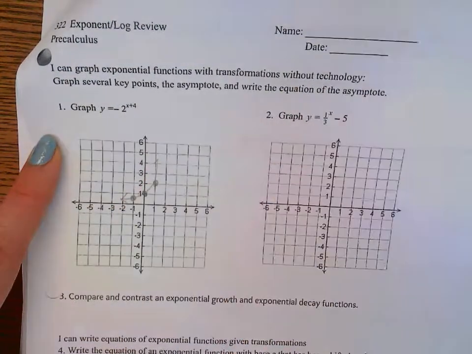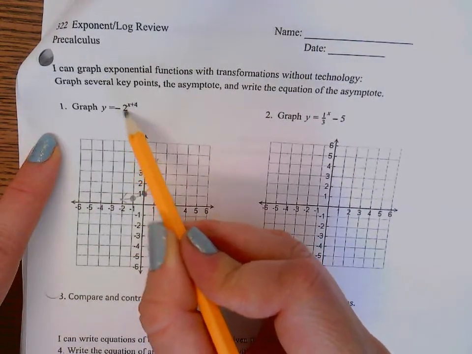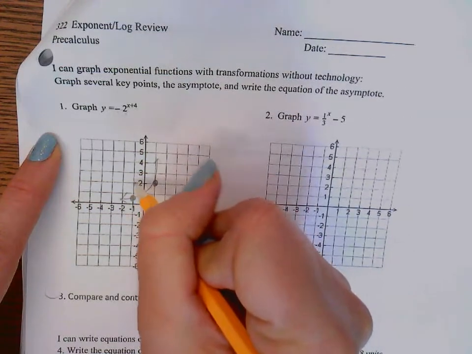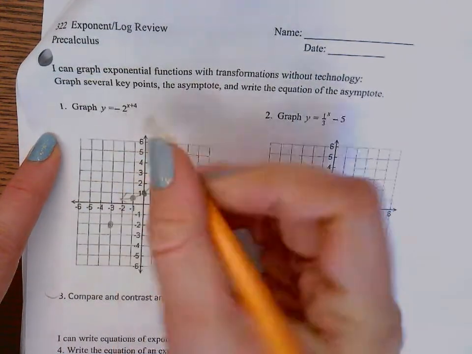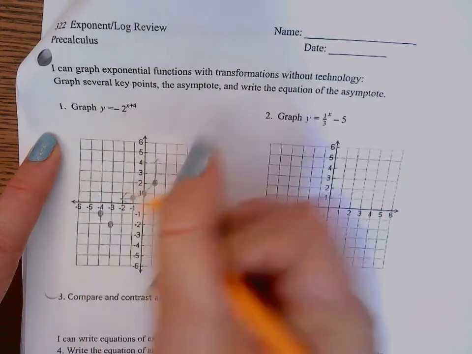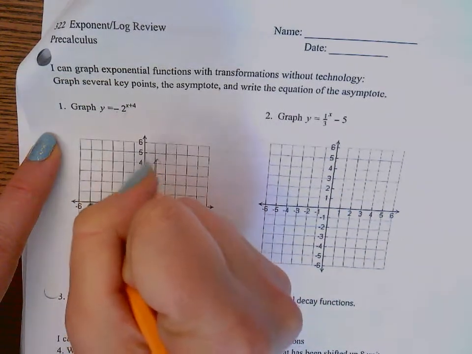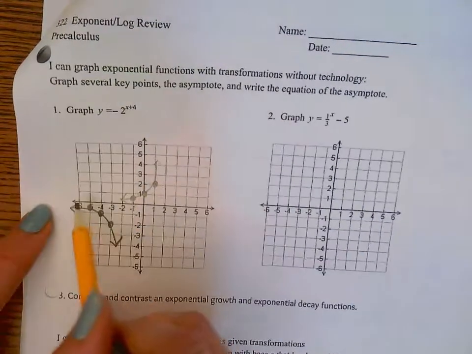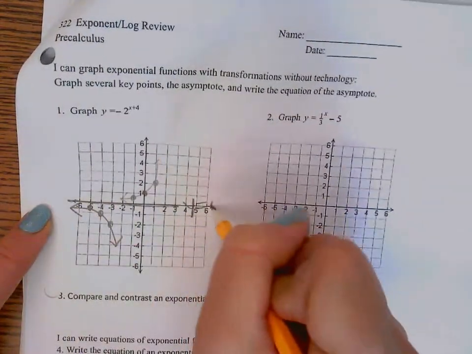I need to flip it over the x-axis, upside down, and shift it left 4. So 1, 2, 3, 4, it would get flipped over the x-axis. So it's going to look like that. And it would have a horizontal asymptote at y equals 0.